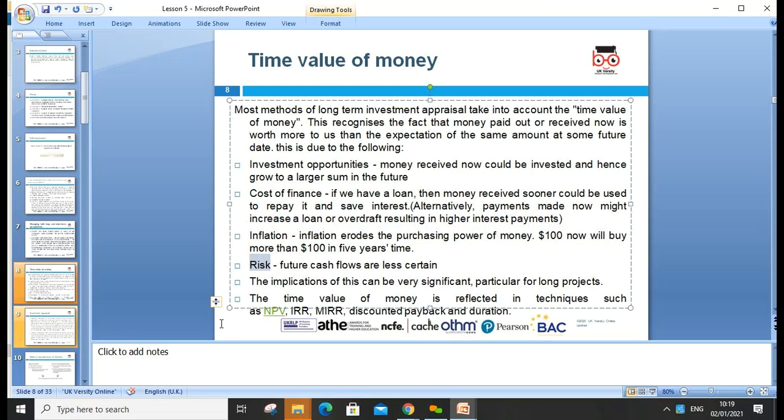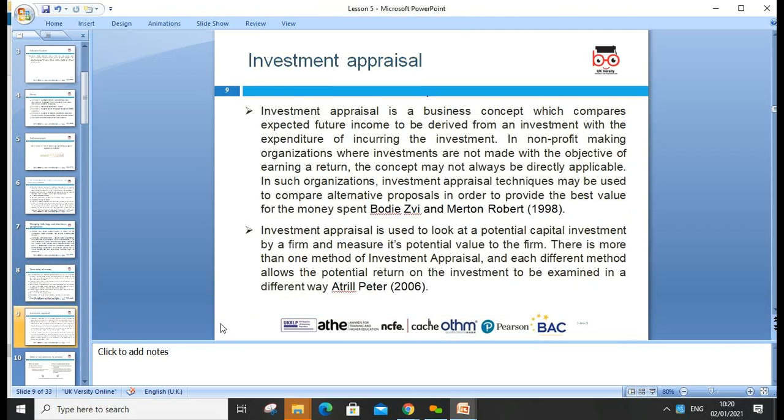Okay, risk. Future cash flows are less certain. The implication of this can be significant, particularly for long projects. The time value of money is reflected in the techniques: NPV, IRR, MIRR, which is called modified internal rate of return, and discounted cash flow or payback, or normal payback, which I'll explain in the further slides.